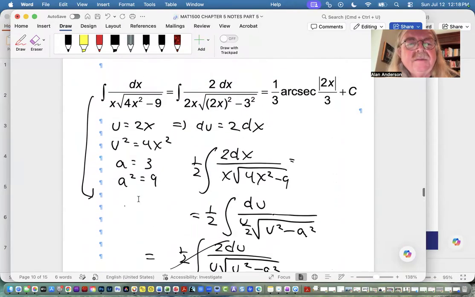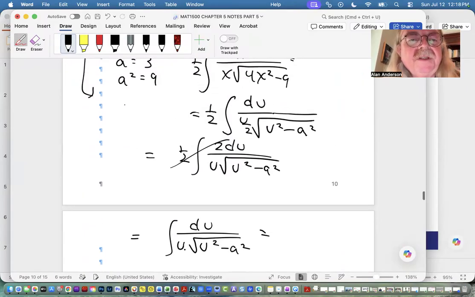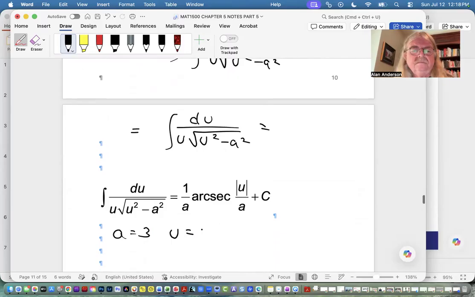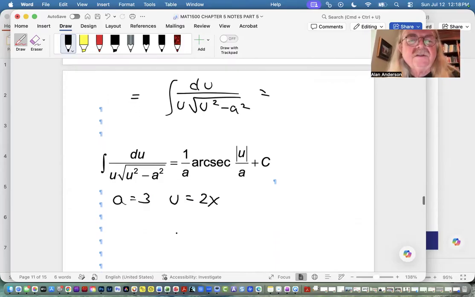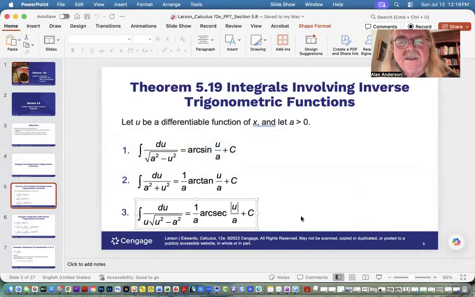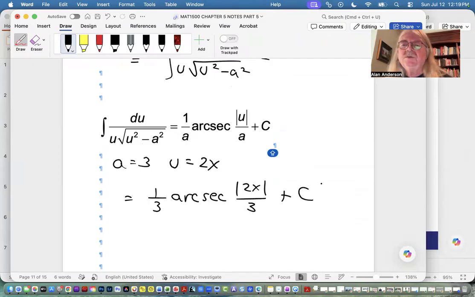So remember, we chose a to be 3. u is 2x. So our final answer is, all right, let's see: 1/3 arcsecant of absolute value of 2x over 3, plus C. Perfect. Whew.